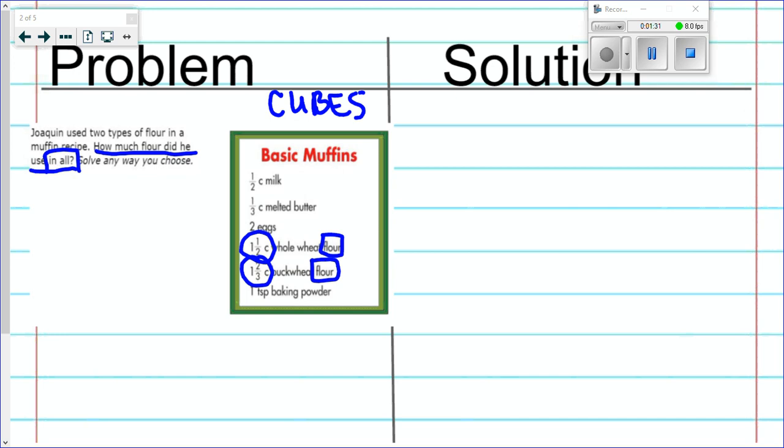And this is a problem that a lot of us do when we're doing cooking type things. We've got to figure out how much we need of a certain type of ingredient. So when we evaluate and visualize this problem, I put myself into that problem and I think about I need to know if I have enough flour to make this basic muffin recipe, and I need 1½ cups of whole wheat flour and 1 2/3 cups of buckwheat flour, and I'm trying to find out how much flour there is in all. So you may solve this problem any way you choose.